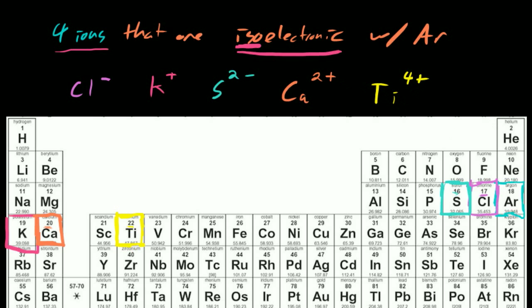So we could say that this is an isoelectronic series with argon. All of these ions have the same number of electrons as the noble gas argon.